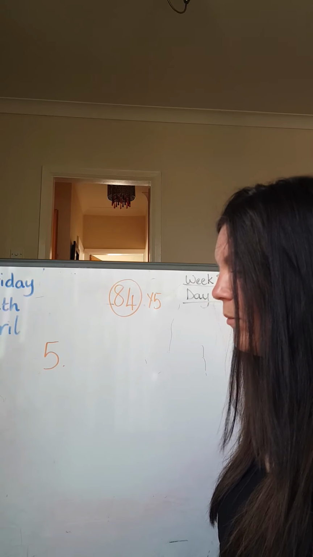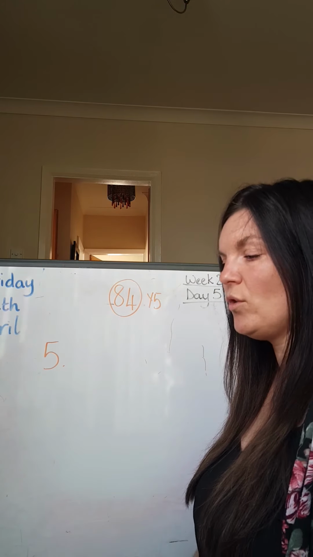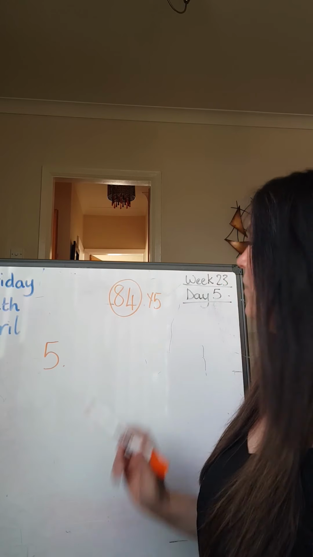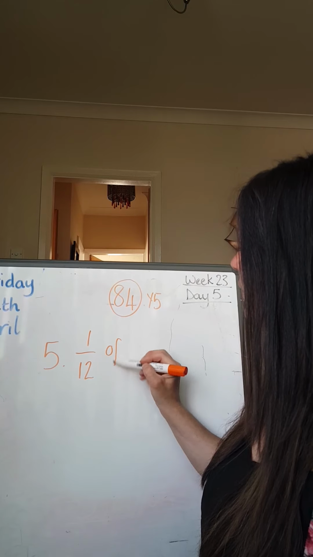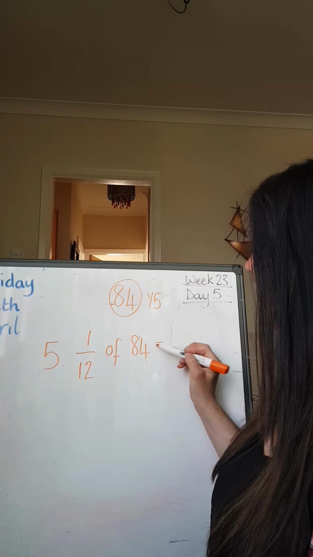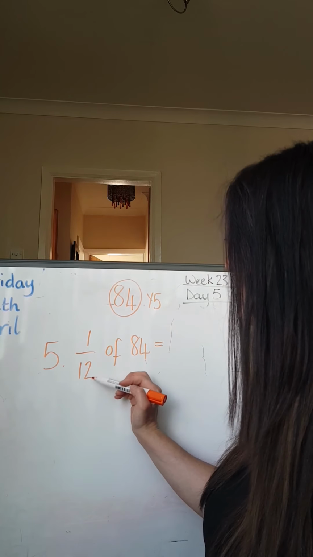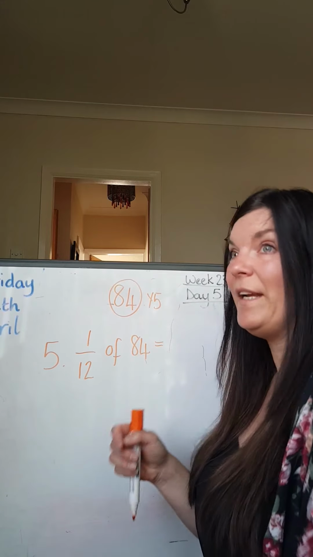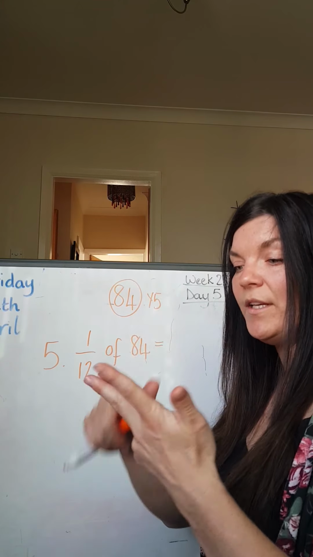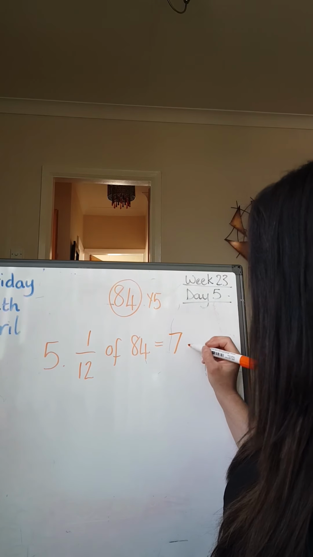So let's work out how many people aren't in. 28 definitely aren't in, but what's 1/12 of these 84? So that's the maths I need to do. 1/12 of 84. Let's work out what that is. Now remember, we're dividing by the number on the bottom of the fraction. So we're dividing by 12. 84 divided by 12. How many 12s can I fit into 84? 12, 24, 36, 48, 60, 72, 84. 7. So there's 7 people absent.